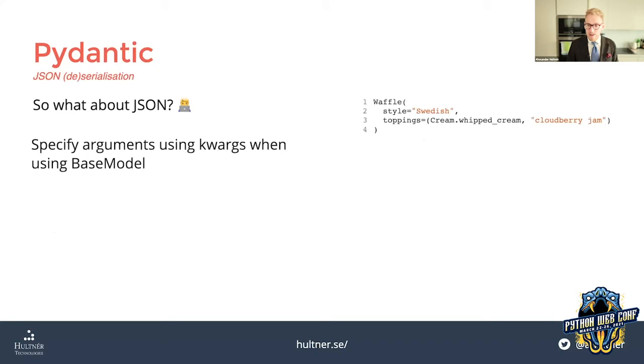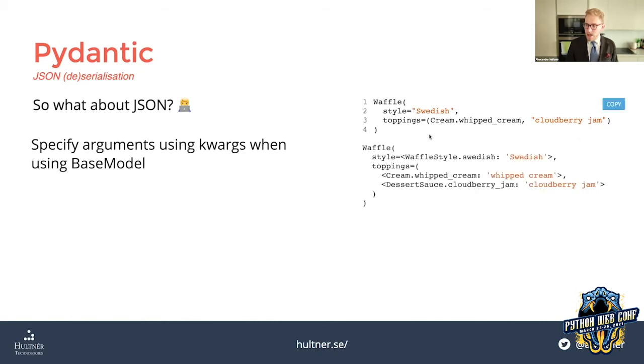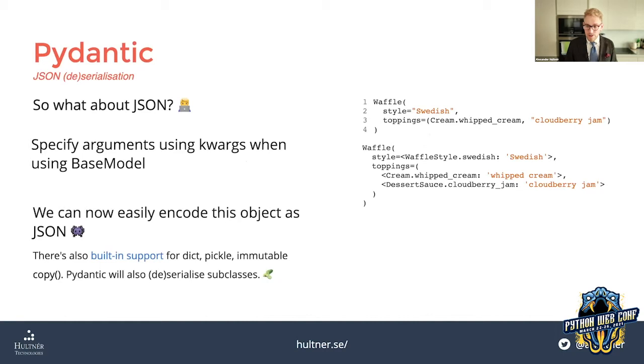So let's see then. One of those things that's probably most important to think about is that we should specify our arguments using keyword arguments when using the BaseModel. So I'm doing the same thing. I'm just using keyword arguments here for style and toppings. And we get the same waffle, as you can see. But now we also additionally can easily encode this as a JSON object. So there's also built-in support for dictionaries, pickle. There's an immutable copy function, and Pydantic will also deserialize subclasses, so you can have a deep structure of classes, which is very useful.